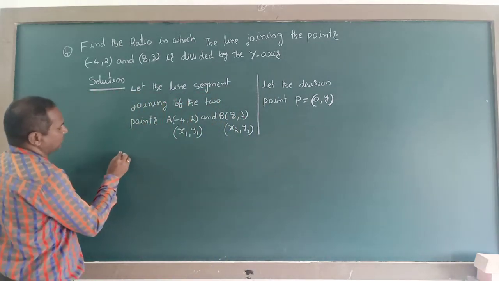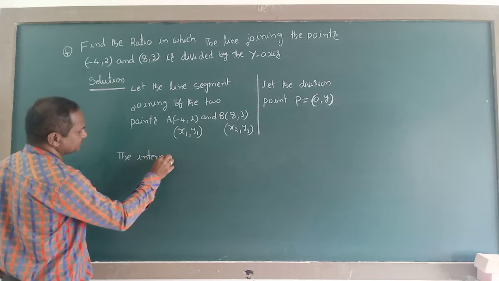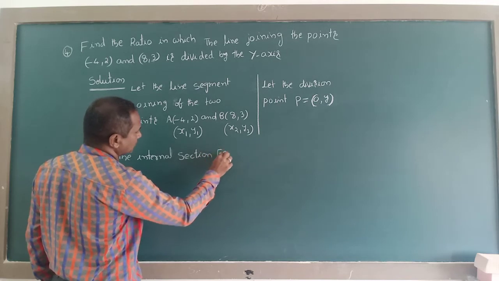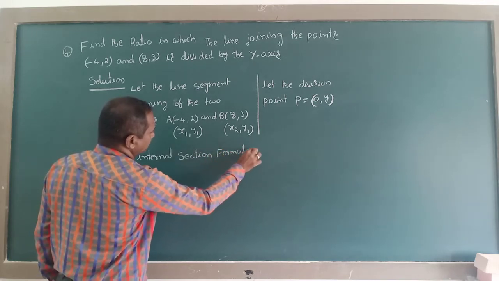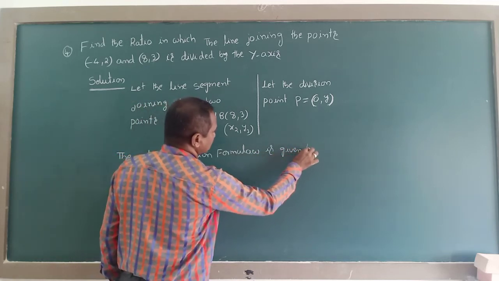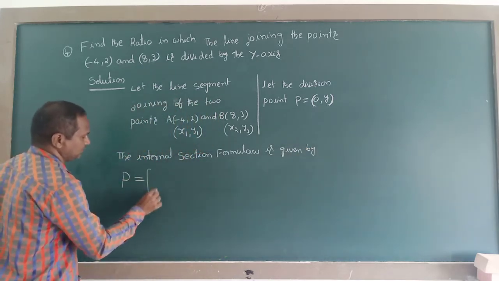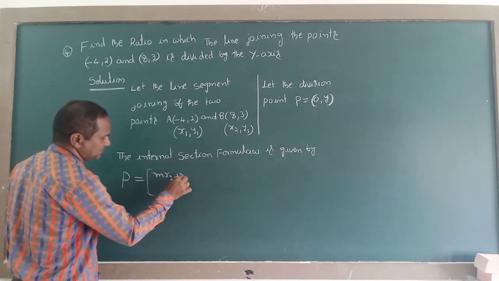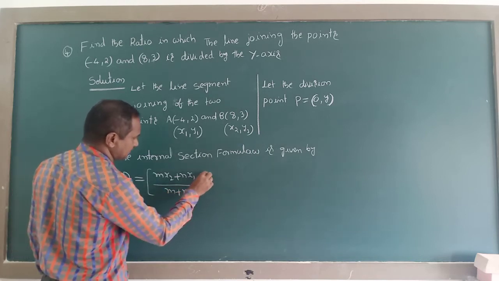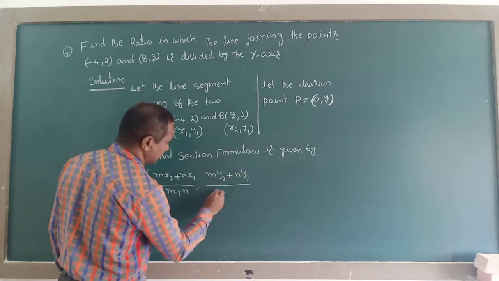Now the internal section formula. The internal section formula is given by P is equal to mx2 plus nx1 whole divided by m plus n, comma, my2 plus ny1 whole divided by m plus n.